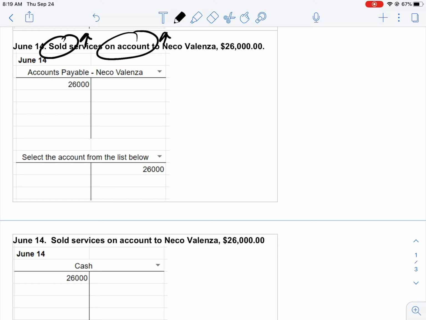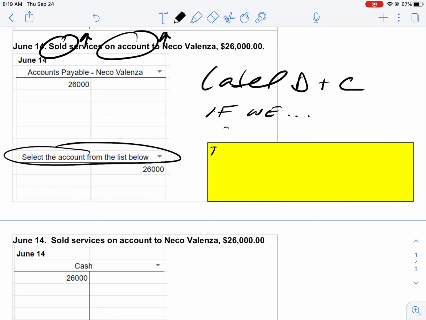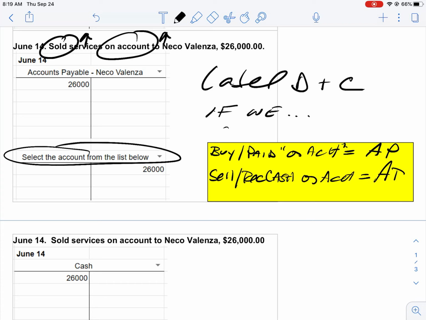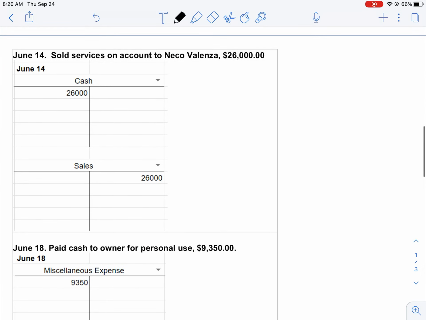If we take a look at this one here, first of all, they need to label the debits and credits on each one of these T accounts. They also need to pick an account down here. The next thing we need to look at is, remember, and you've seen this before, if we buy and pay on account, that's accounts payable. If we sell or receive cash on account, that's accounts receivable. In this transaction, we have sold on account. So that should help you with that, and that should also help you up here.